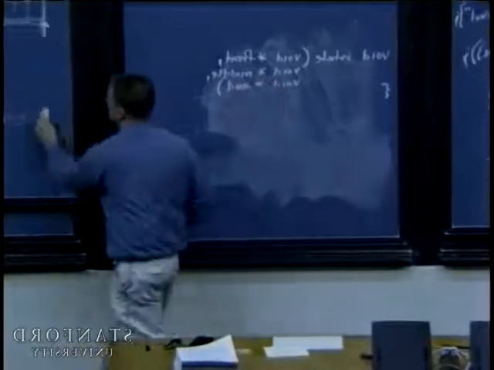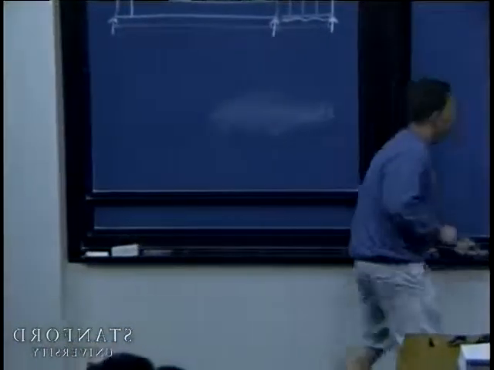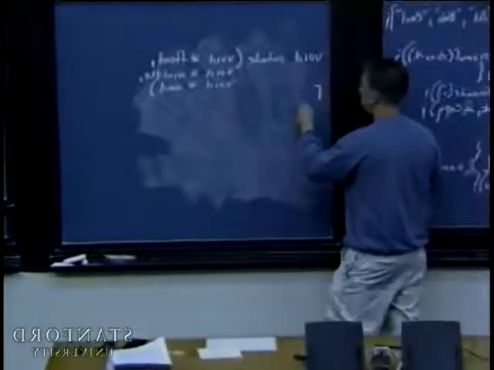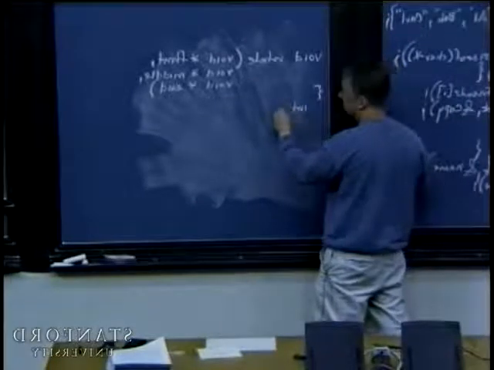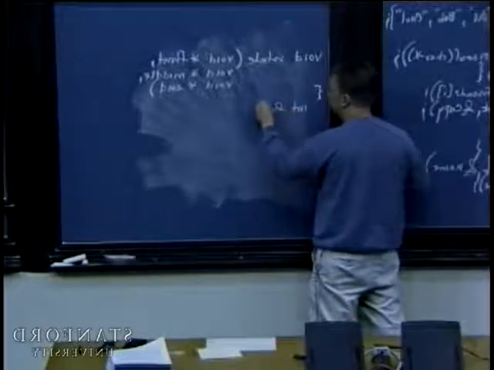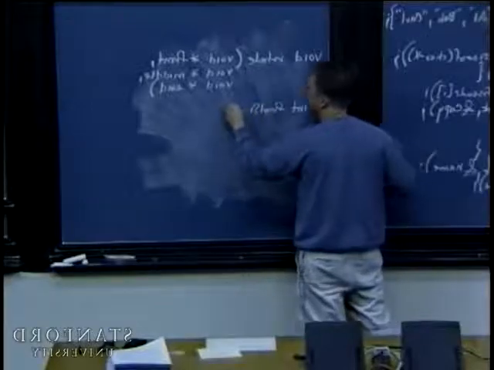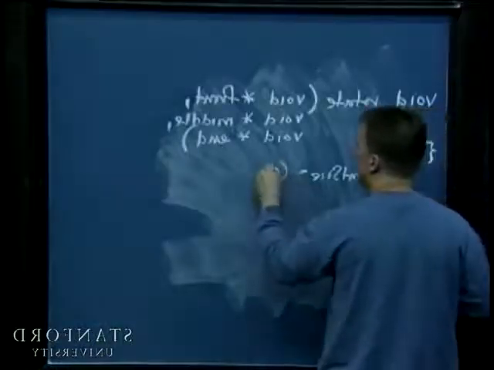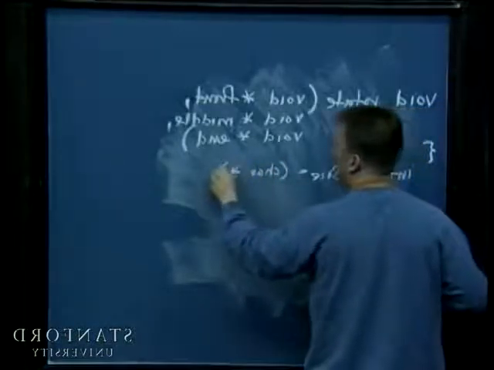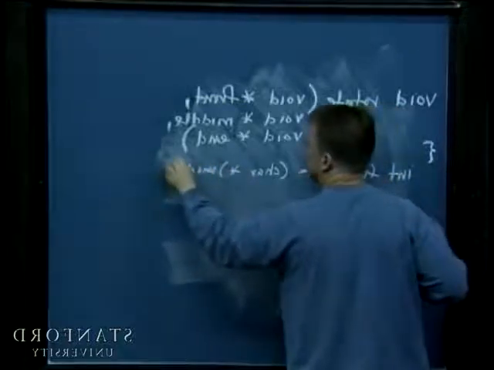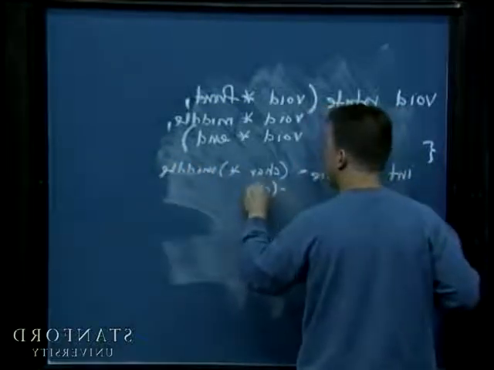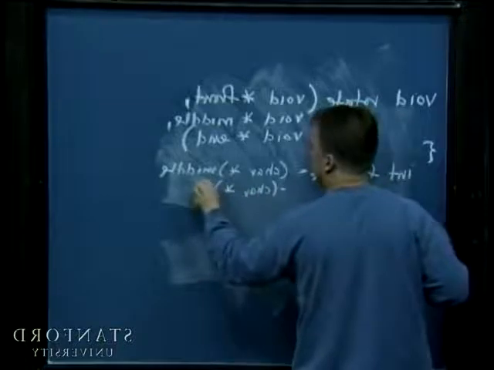What I want to do is I want to compute a few values. I want to do int front size is equal to char star middle minus char star front.